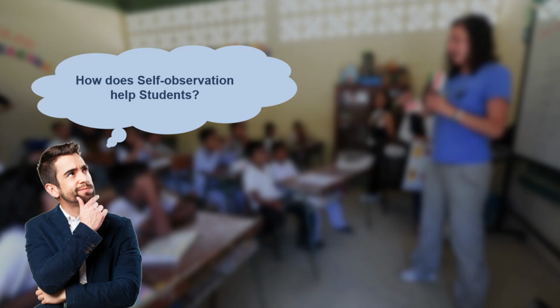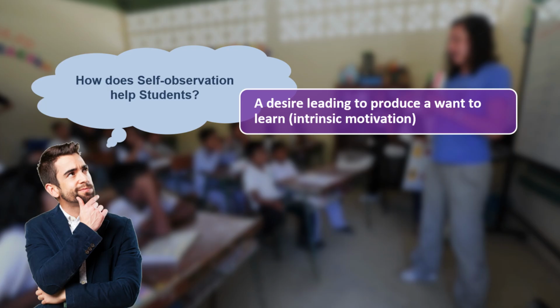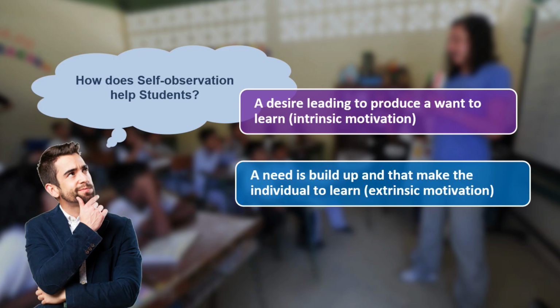And further, how will the learners do the self observation? So, how does self observation help students? First of all, it helps students in three different ways. First, for the development of intrinsic motivation and for the development of extrinsic motivation. It helps the students, first of all, as a desire leading to produce a want to learn.